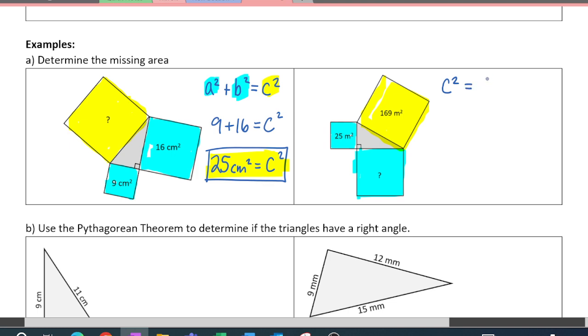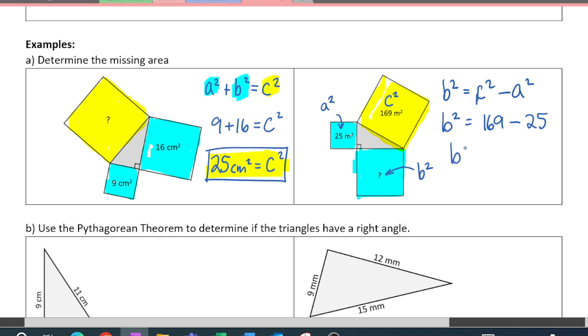So it's going to be, not c squared. Let's actually label. Let's call this one a squared, this one b squared, and this one c squared. So we're going to write b squared equals c squared minus a squared. 169 minus 25, and we get 144, and the units would be meters squared because it's an area. Okay, so if you have the larger square, you're going to subtract to find one of the smaller squares.